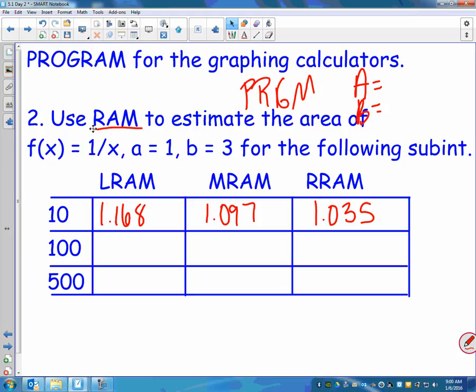Same interval. Now we're just going to change the 10 subintervals to 100. Mine paused even for a couple seconds on 10, so 100 is probably going to pause for a lot longer. I'm going to take a break, do that problem. So mine works. 500 is going to take a long time.